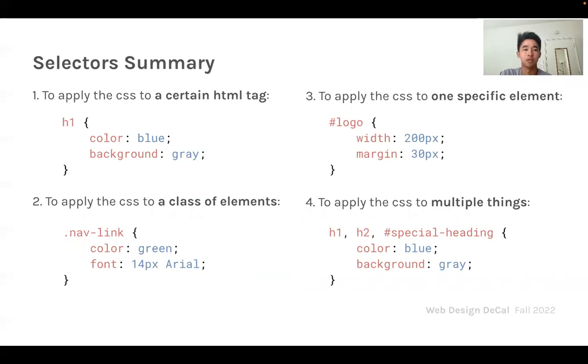Yeah, so to reiterate with a selector summary: if you want to apply CSS to one HTML tag, we use the tag name, like h1, and the rules within it. If you want to apply the CSS to a class of elements, you use the period and then the class name and then all the rules within it. If you want to apply the CSS to one element, you put the ID in the opening tag in the HTML, and then you use the hashtag and then the ID. And if you want to apply CSS to multiple things, you separate them with commas and follow the same structure as before.